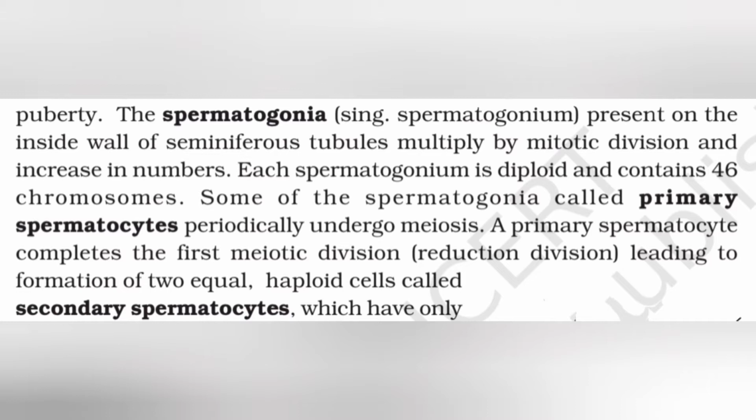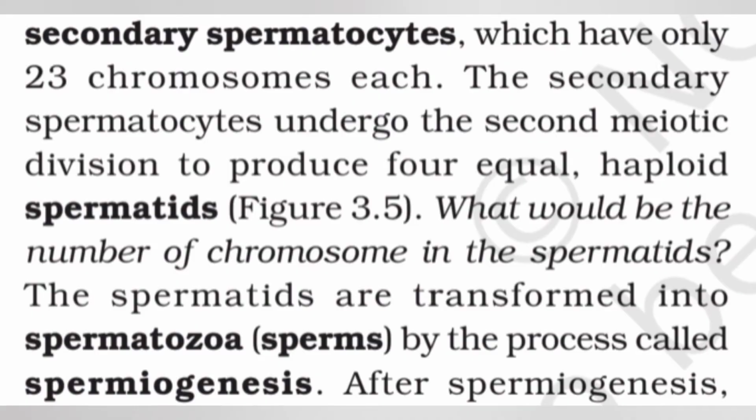Some of the spermatogonia, called primary spermatocytes, periodically undergo meiosis. Periodically means at different time intervals. A primary spermatocyte completes the first meiotic division, that is reduction division, leading to the formation of two equal haploid cells called secondary spermatocytes. So spermatogonia undergo mitosis whilst primary spermatocytes undergo meiosis. These secondary spermatocytes have only 23 chromosomes because they are made after meiosis. The secondary spermatocyte undergoes the second meiotic division to produce 4 equal haploid spermatids.